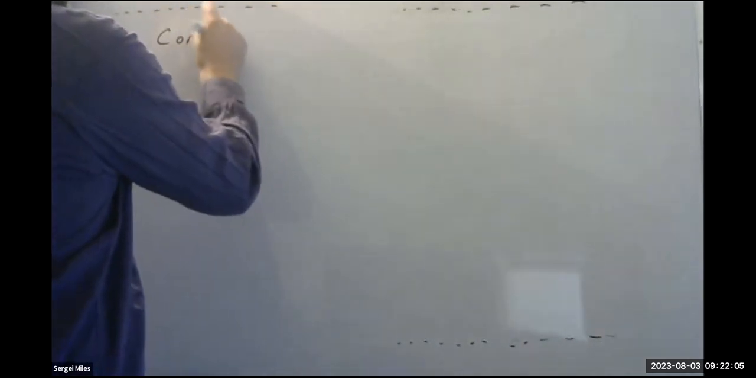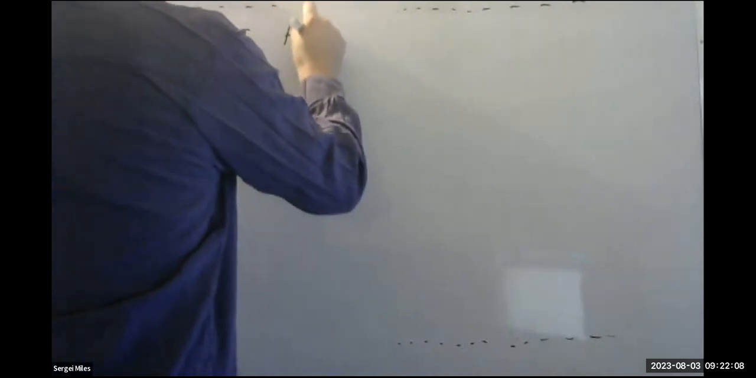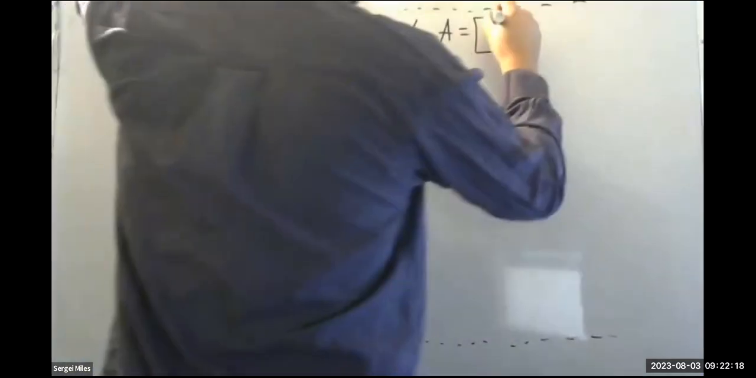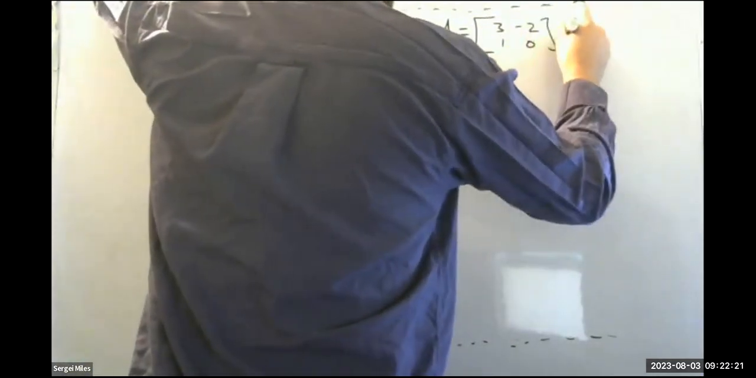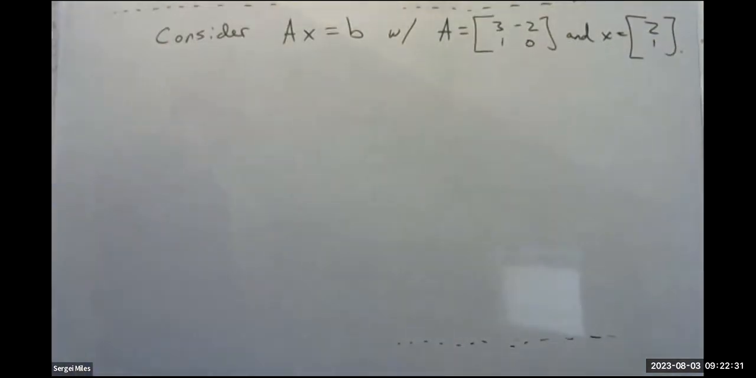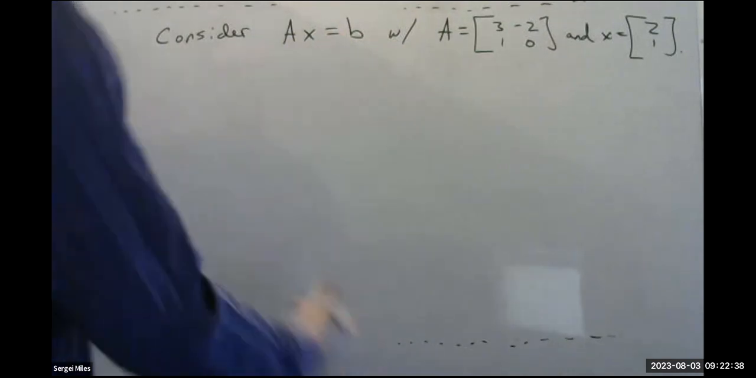What are these things? Well, I think to start, let's look at an example. And of course, we're going to look at the matrix equation because that's what we've been doing the entire summer class. So consider the matrix equation AX equals B with A equal to the matrix [3, -2; 1, 0], and let X be the vector (2, 1). Okay, so I've given you a matrix, I've given you a vector, and let's just see what happens when I multiply them. What's my output?